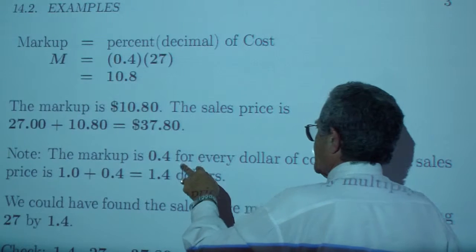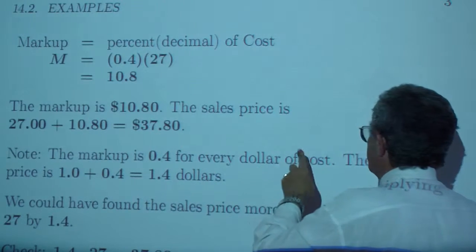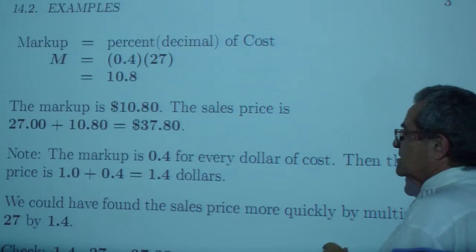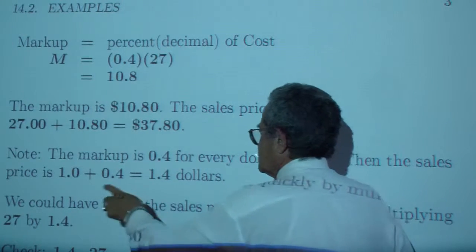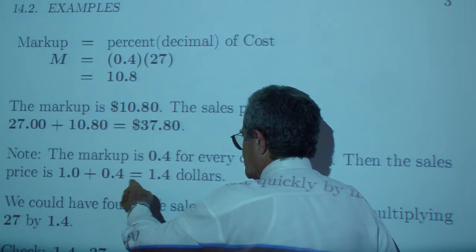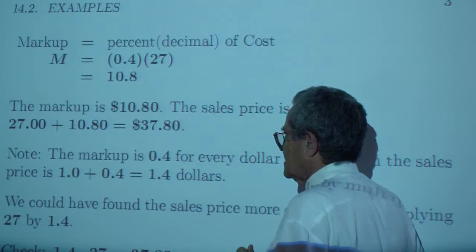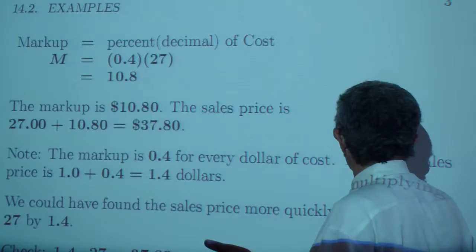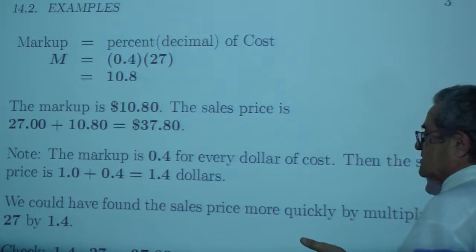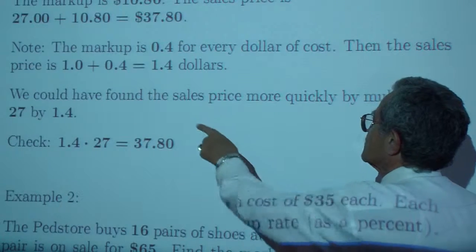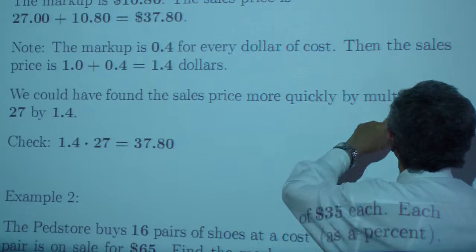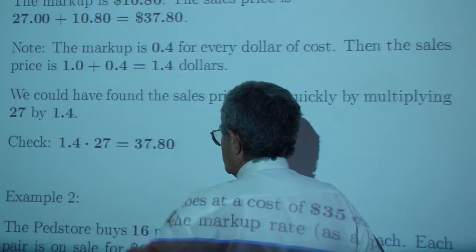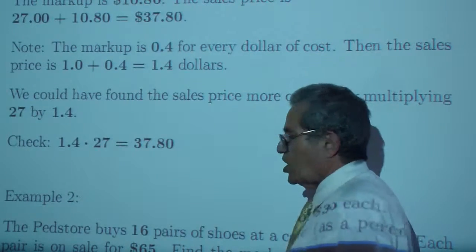Now note the markup is 0.4 out of every single dollar that is the cost. Then the sales price is $1 plus $0.4 or $1.4. $1 for cost, $1.4 for sales price. We could have found the sales price more quickly by multiplying 27 by 1.4. We get 37.8 also.